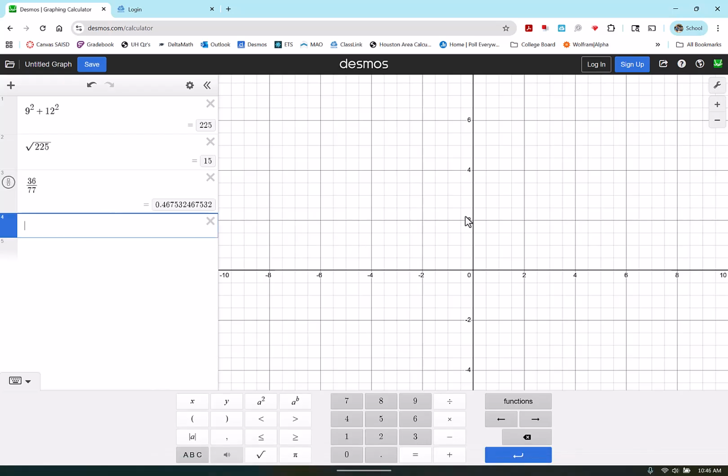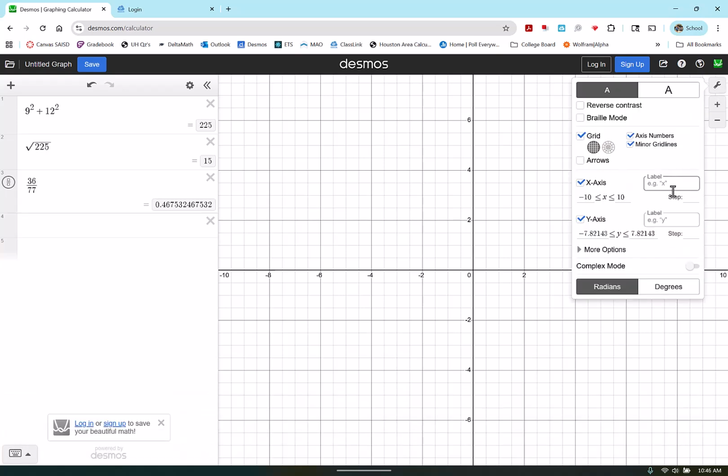Before you do it, we're in degree mode, not radian mode. So you click on the little wrench. You see the little wrench where it says graph settings? And then at the very bottom, you see where it says radians and degrees? You put degrees. There it is.